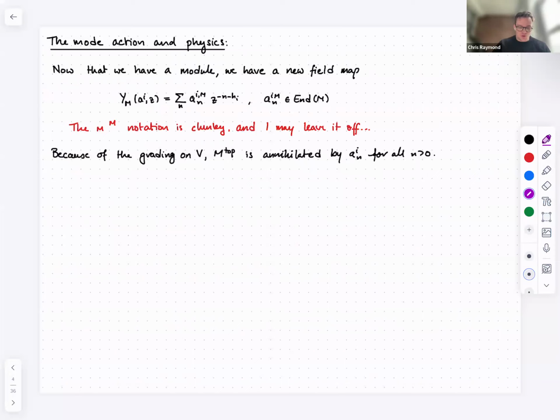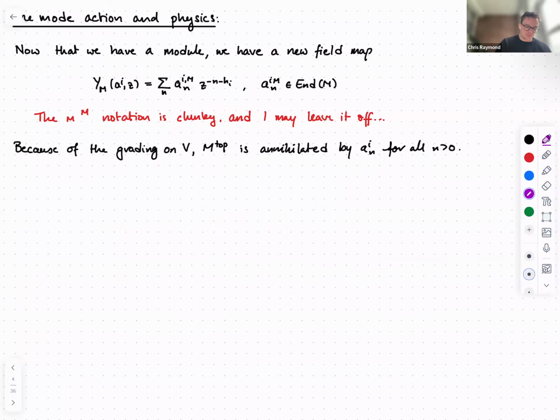Okay, so we have a module. Part of having a module means we have some field map that acts on M. It takes a vector and an argument. It produces now some formal series, but now all of the coefficients in my formal series are endomorphisms of my module instead of endomorphisms of my vertex algebra. Now this upper lower M notation ends up getting really clunky. I think everywhere from now on, there's just going to be M's all over the place. So we'll just remember that there's M's everywhere and leave it off. It'll be a little bit easier for us to follow, at least I hope.